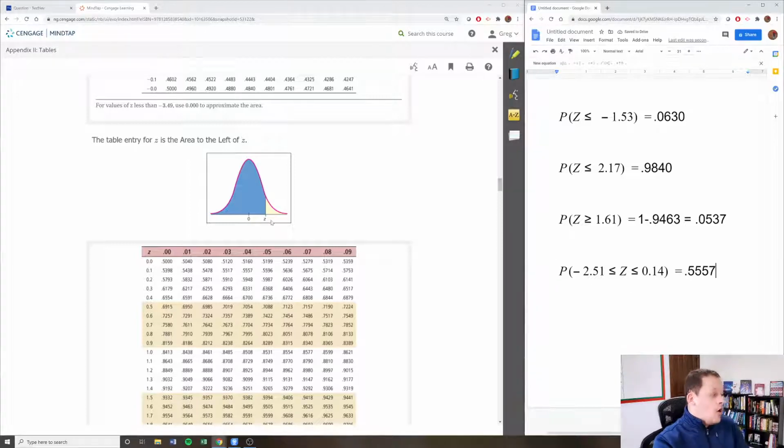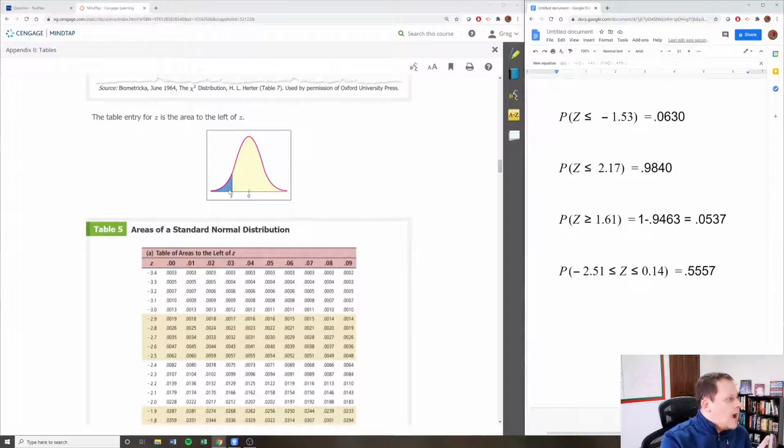Okay, that's the area all to the left of z equals 0.14. Now, that's the area from here all the way to the left forever. But we only want the area starting at negative 2.51. So, if we find out how much area is to the left of negative 2.51, to find the area in between, we can just take the area we found and subtract the area to the left of the lower end. Okay, so we're going to take 0.5557 minus whatever we find for negative 2.51.